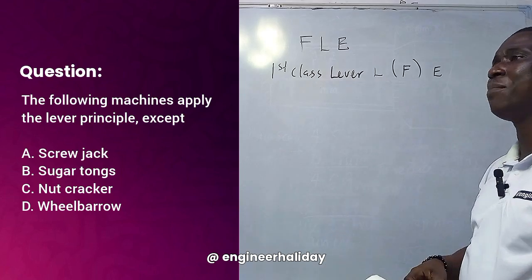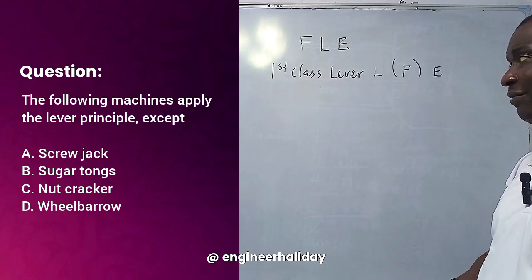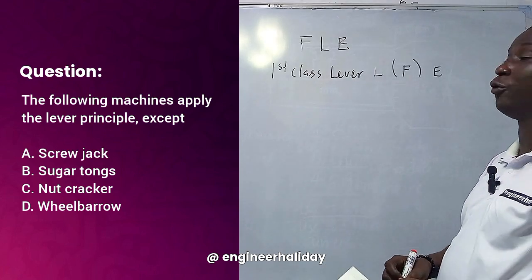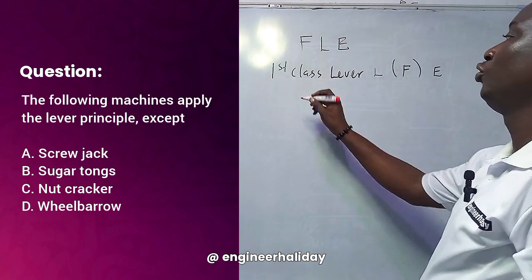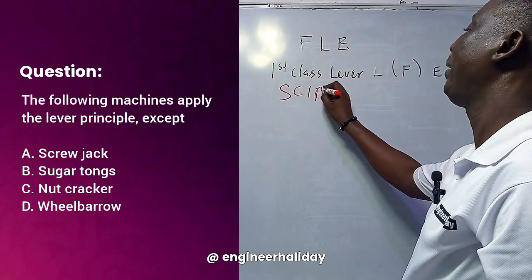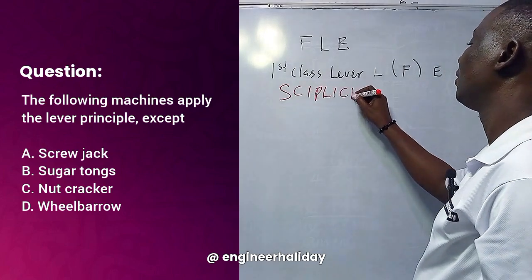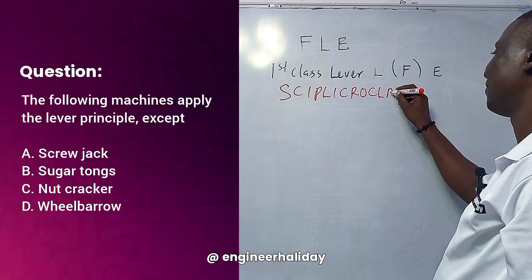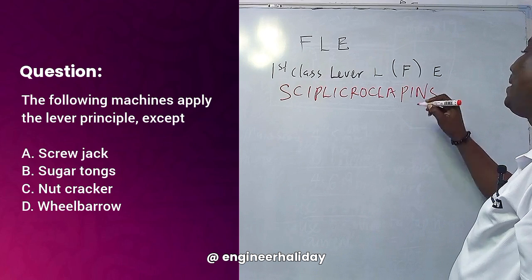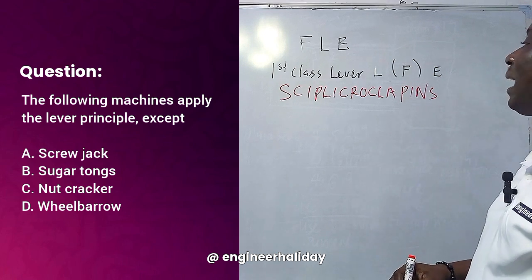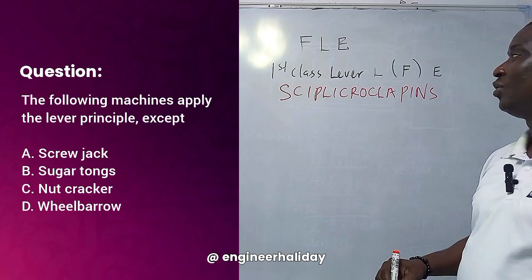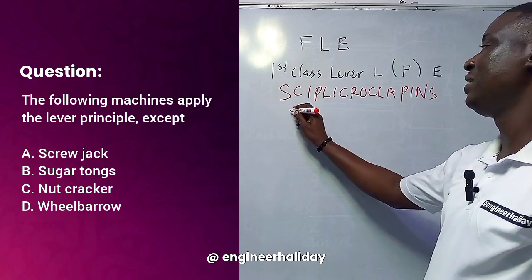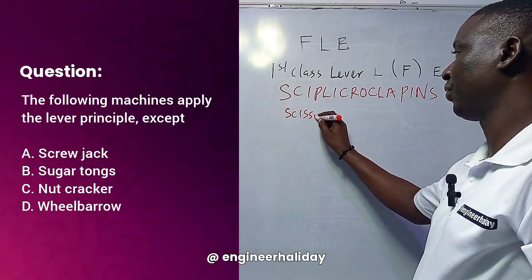Now, how do you remember the examples of first class lever? Because in the exam, they can say which of the following is not a first class. You use this shortcut: SPCCP. Skimply clappings. It means what? Scissors.